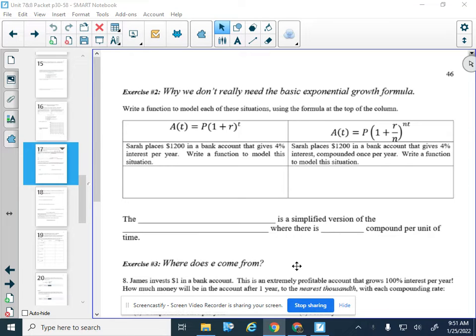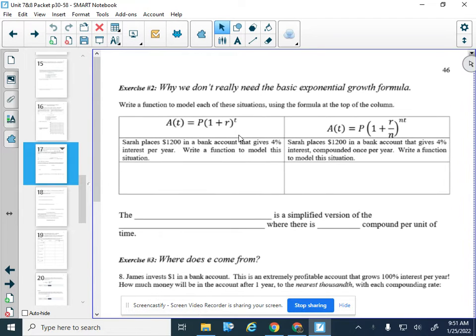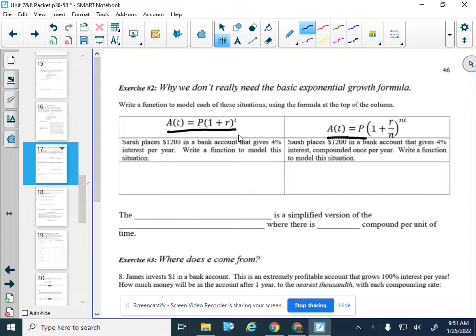So we're on to our second, third, and hopefully our fourth question in this video, if I can make it through in 15 minutes. This one says, why we don't really need the basic exponential growth formula. So we're going to write a function to model each of these situations using the formula at the top of the column. So we see we have our basic formula here and our compounded periodically formula here.